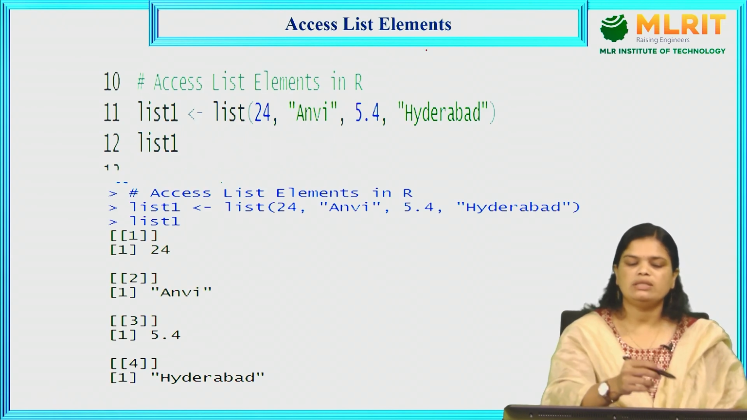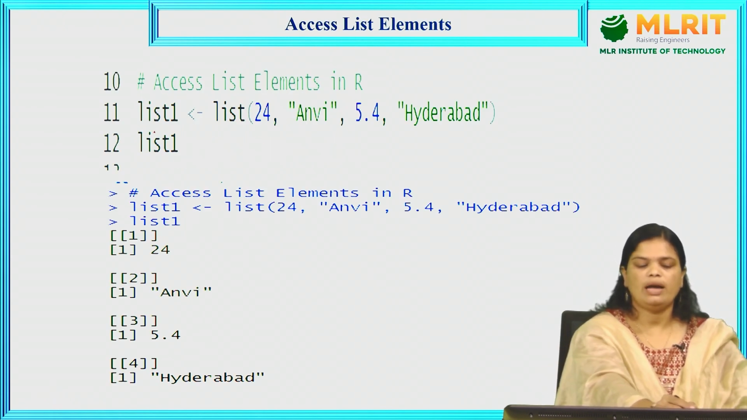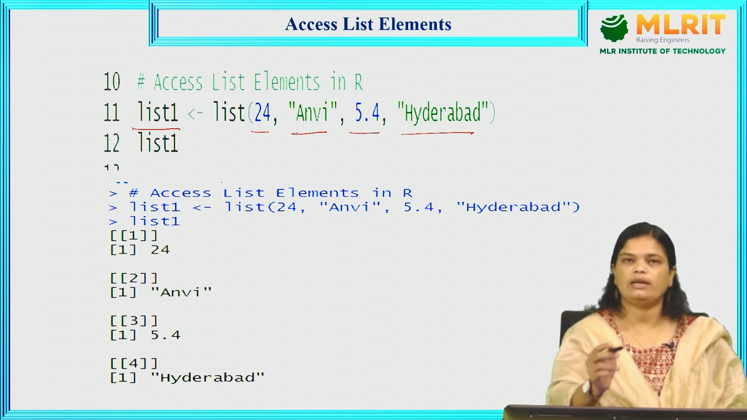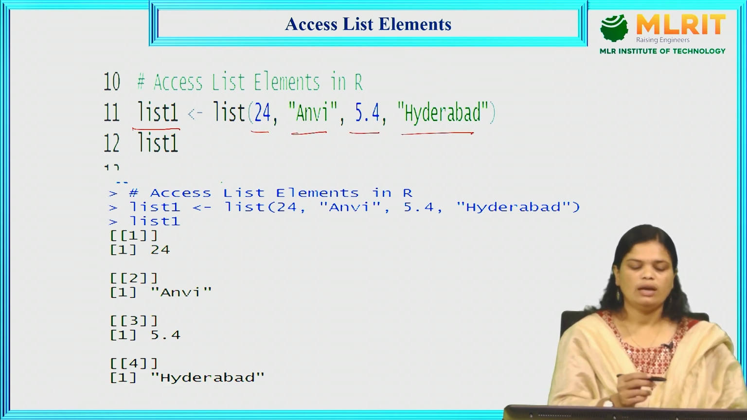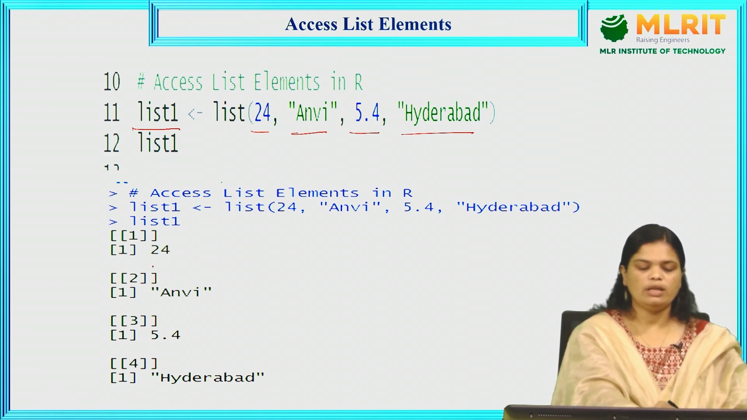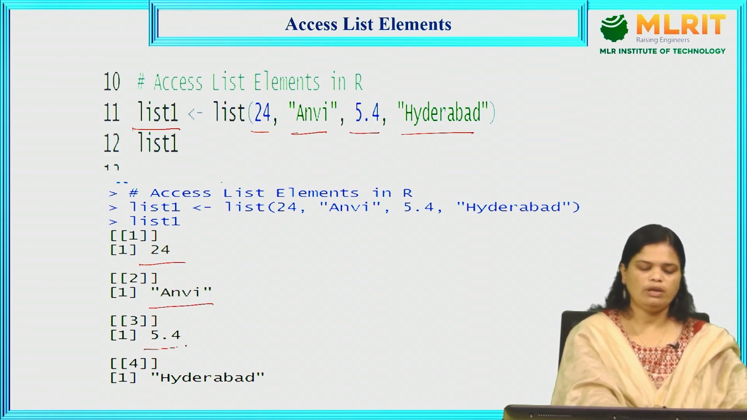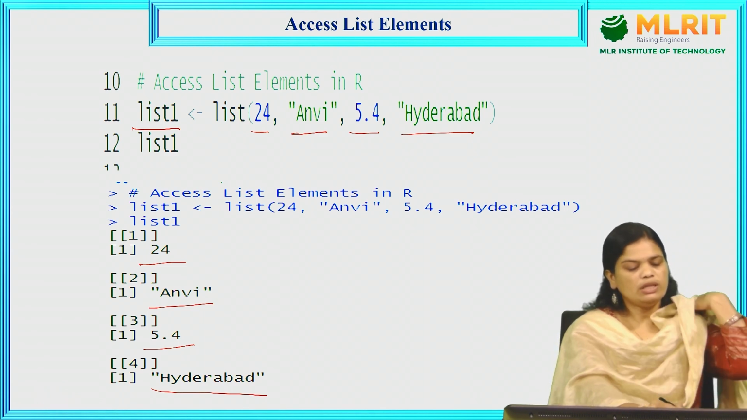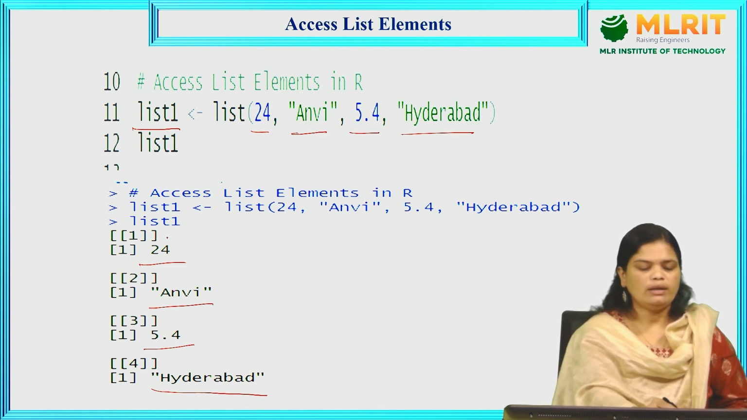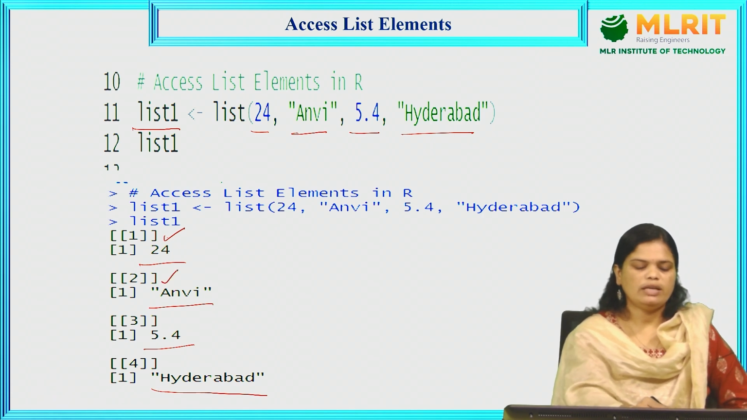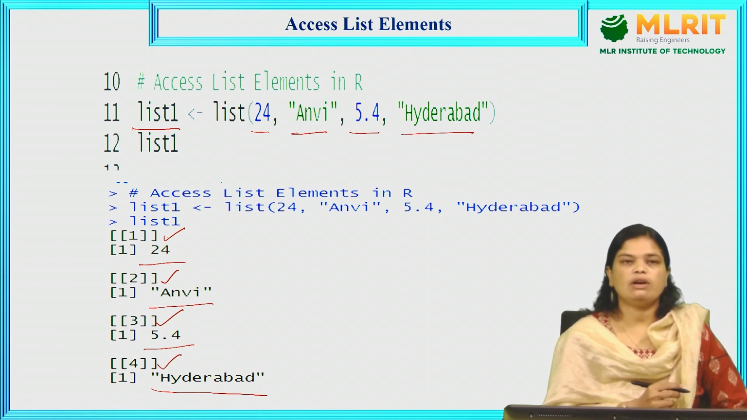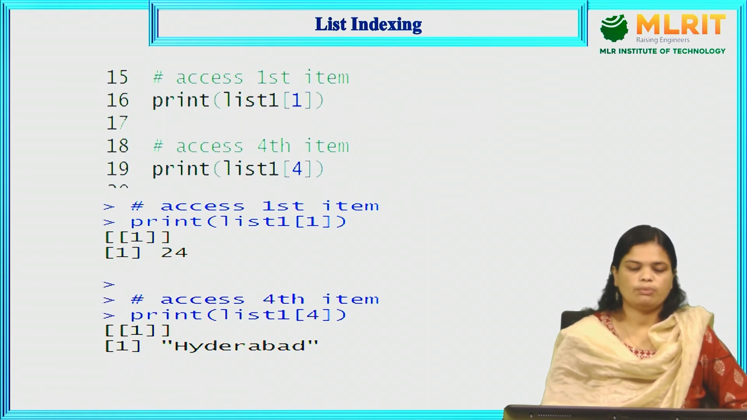Accessing the elements in a list: I have a list1 with 24, Anvi, 5.4 and Hyderabad data stored here. And look at the output. I will be getting 24, Anvi, 5.4 and Hyderabad. So observe the index value. In the index value 1, I have 24, in the index value 2, I have Anvi, in the index value 3, I have 5.4 stored. In the index value 4, I have Hyderabad stored.